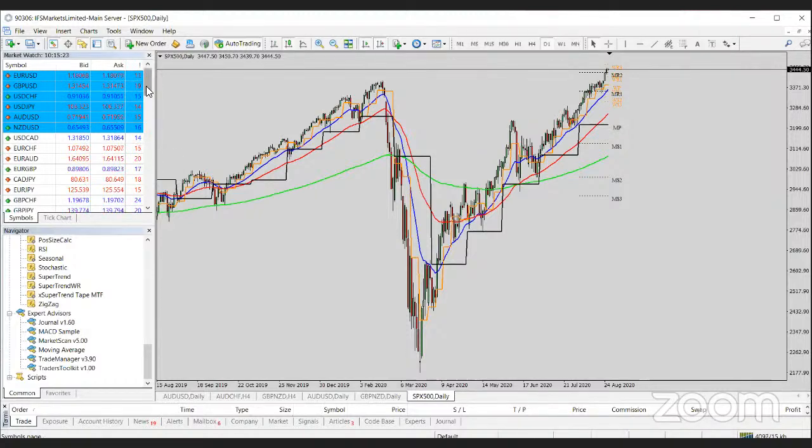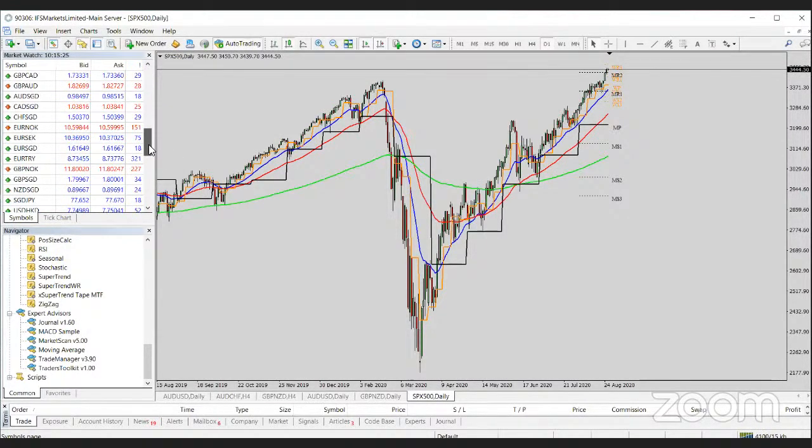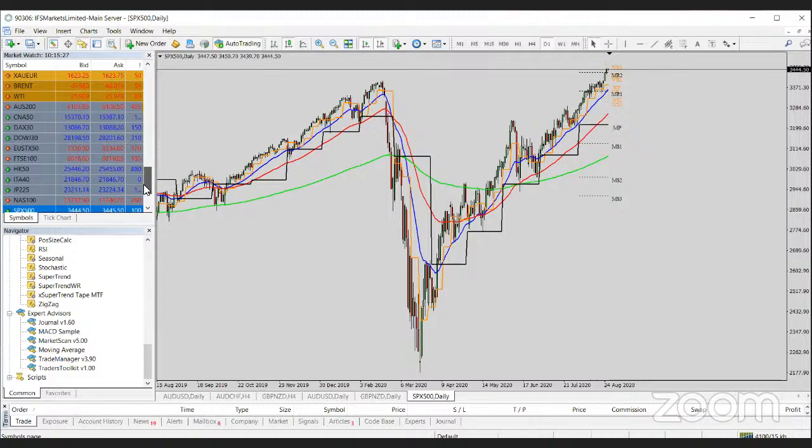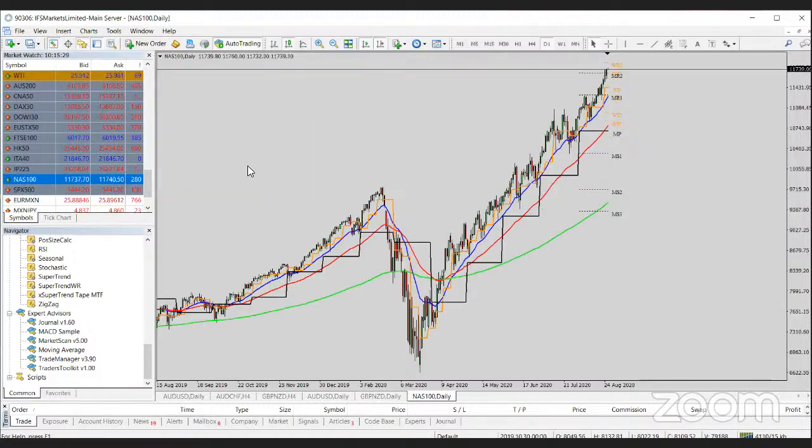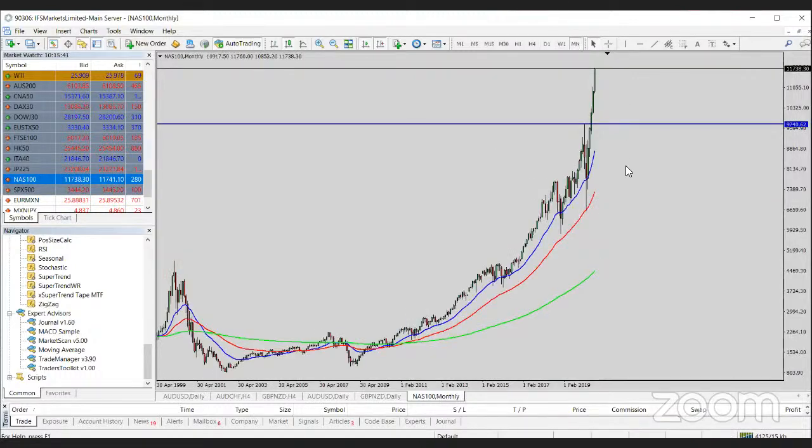Because we had the Nasdaq, which took out those. I mean, that is just unbelievable what's happening here. That was the all-time high from back towards the end of February. Let's look at the monthly. I mean, price has never ever been that high before. That was the all-time high.